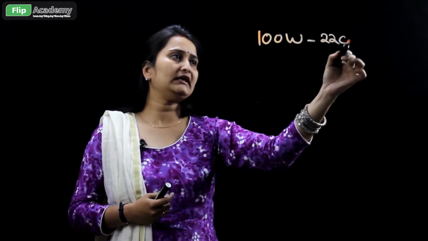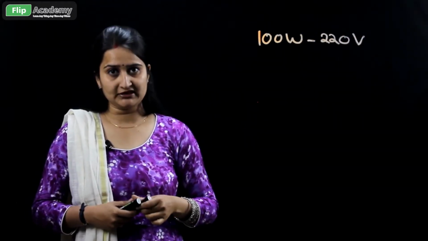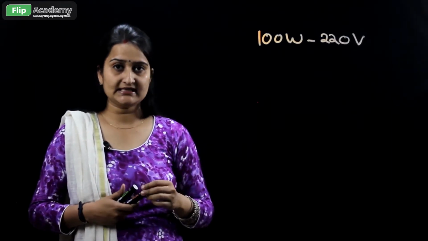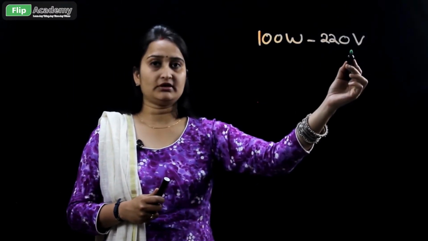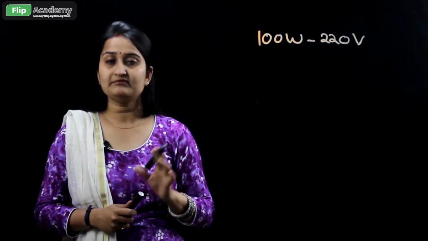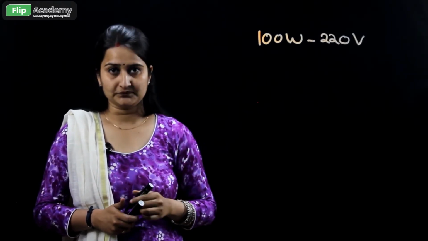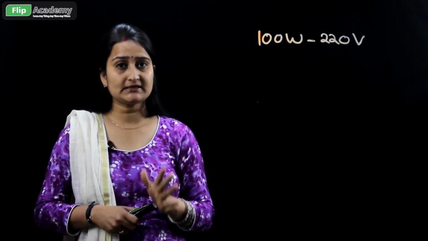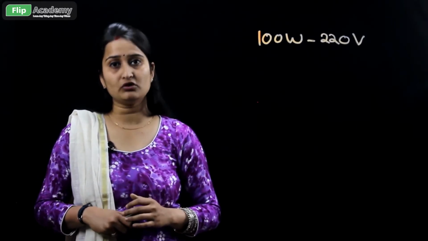Like I am talking about the bulb. In the bulb, the label which is mentioned is written like 100 watt dash 220 volt. This is the numerical specification which is mentioned on the bulb. Now what does it signify? 220 volt signifies the potential. This is the potential which is supplied at every home. I have already mentioned that in every home the potential which is supplied to us is 220 volt.